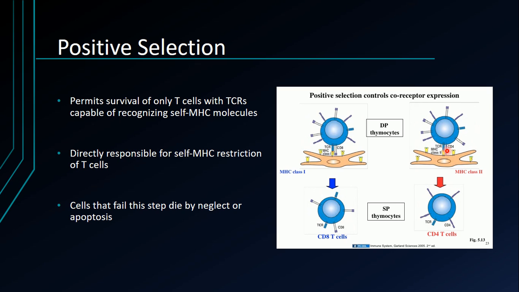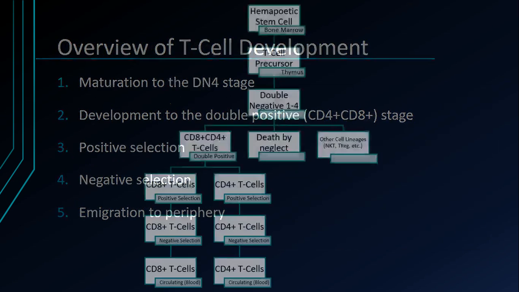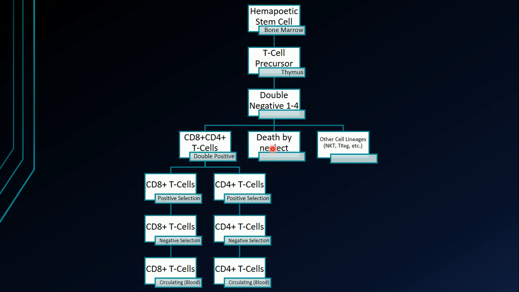And when they are binding here, you have to understand that it's just checking to see if they bind too strongly or not at all. If they do bind too strongly, they're going to be destroyed by apoptosis. If they don't bind at all, let me just come back here, if they don't bind at all, they end up being death by neglect.